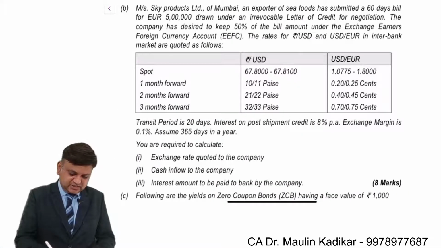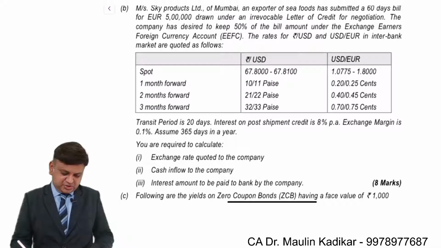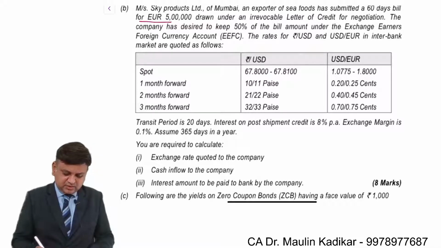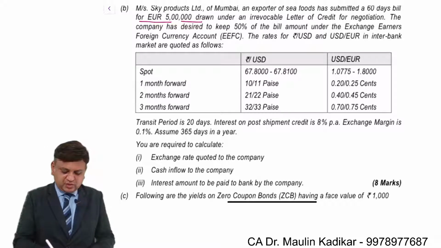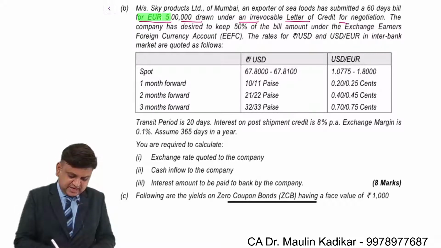Friends, please take this small correction in the question. 60 days bill for negotiation. It has submitted a 60 days bill for euro 5 lakhs drawn under an irrevocable letter of credit for negotiation. So please add this much.